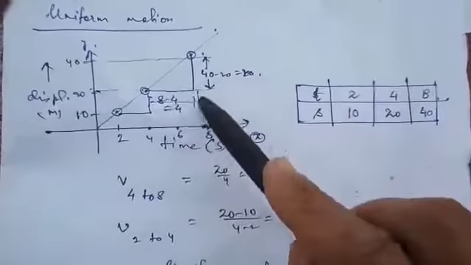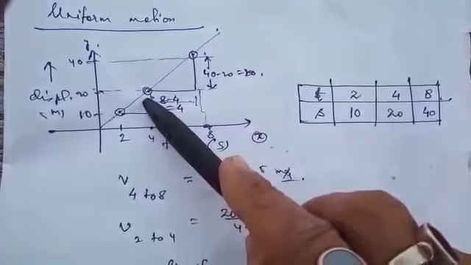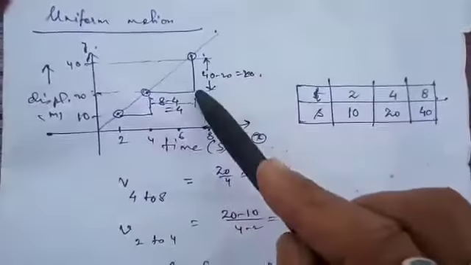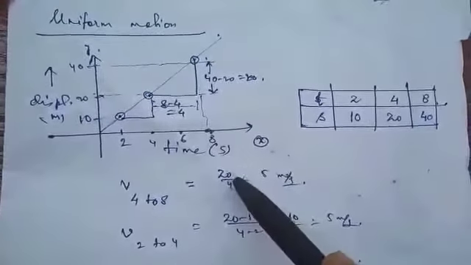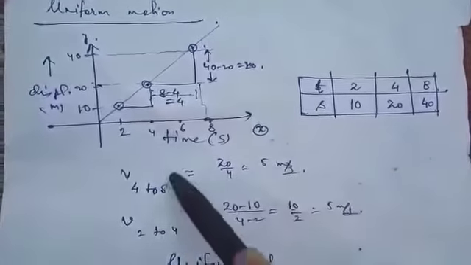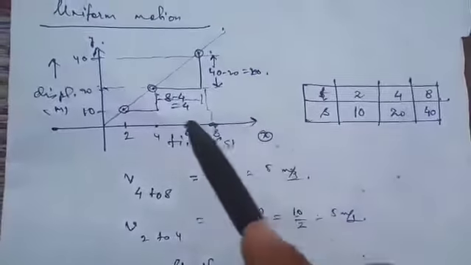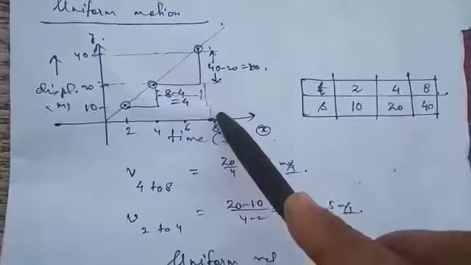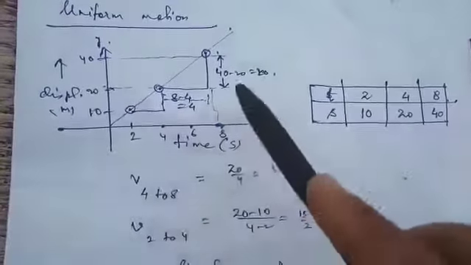Now change in displacement by change in time will give you velocity. Velocity is rate of change of displacement, and from the graph, this is altitude by base, change in displacement by change in time. So to compute velocity, we have just calculated the slope from the graph. So from a displacement-time graph, how can you calculate velocity? We just calculate the slope.